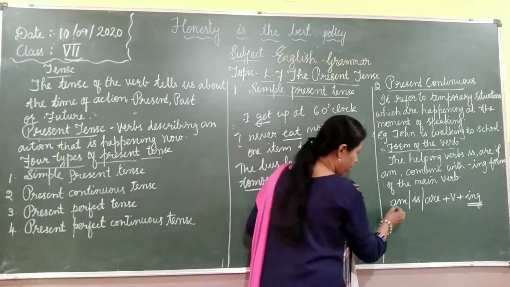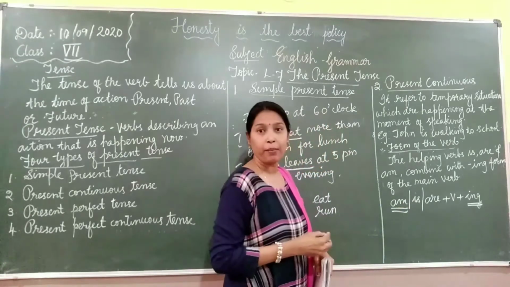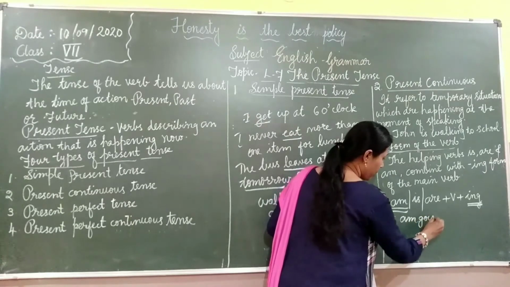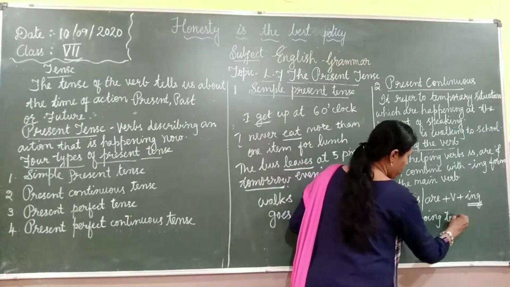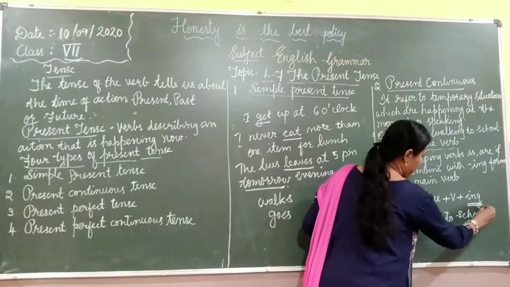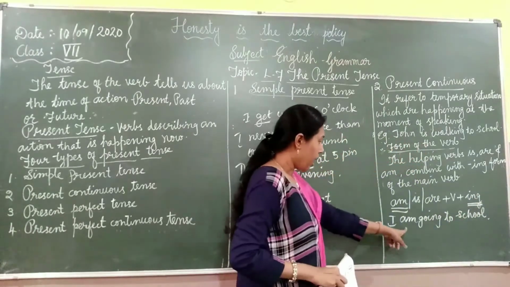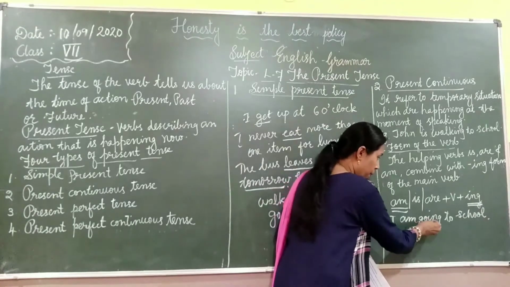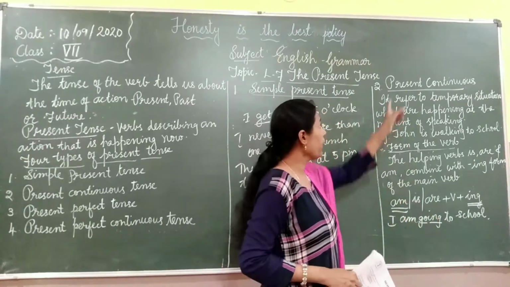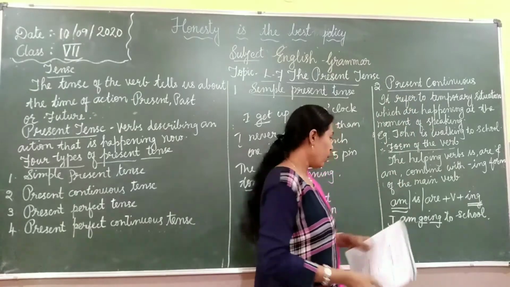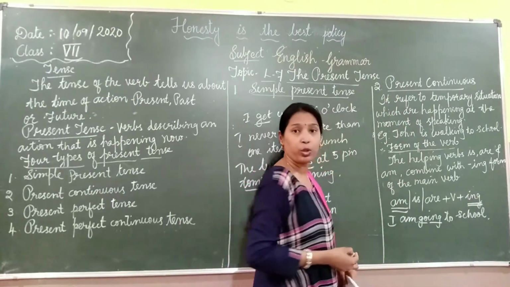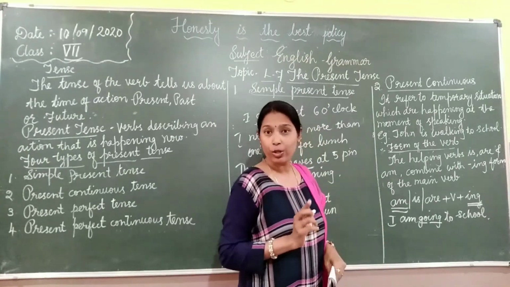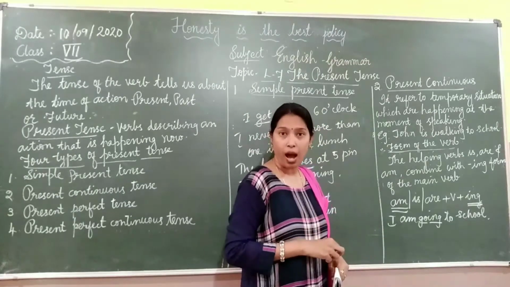For example, we will use am for I, right? I am going to school. Am plus verb, go is the verb, plus ing. That is present continuous tense. One more example. For I, we have to use am. Is you cannot use. For you also you cannot use is. You have to use are, plural form.